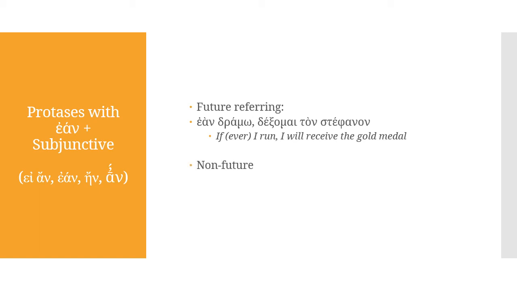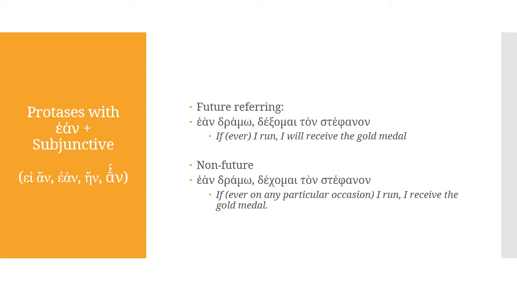Then if we have a non-future, ean dramo dechometon stephanon. This tends to be a more general condition rather than an indefinite condition. So if ever on any particular occasion I run, I receive the gold medal. That's the distinction between dechome and dexome, even though the protasis remains the same. If ever on any particular occasion, if I run, I receive the gold medal. And it's a question of when and whenever this condition is fulfilled.